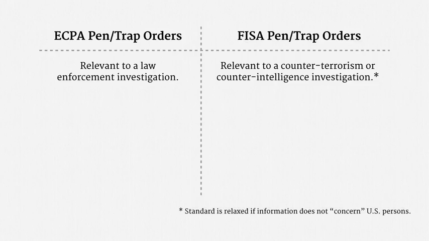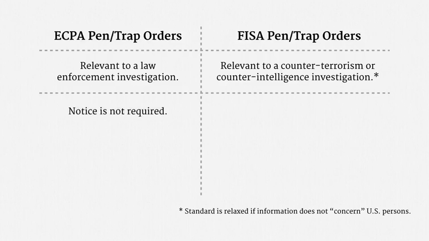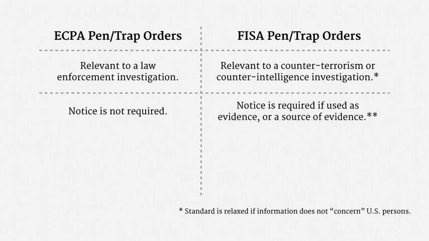persons are involved. On the ECPA side, we saw that a target doesn't need to be notified of a pen trap. If criminal charges are filed, prosecutors do usually disclose the use of a pen trap, but that isn't a statutory requirement. On the FISA side, notice is required for a pen trap if information from the pen trap is going to be used as evidence or as a source of evidence. That requirement may only apply to the pen trap target, though. The executive branch has taken that position in recent litigation.